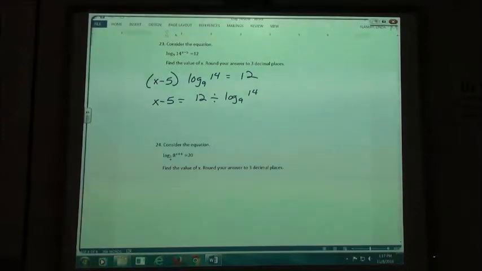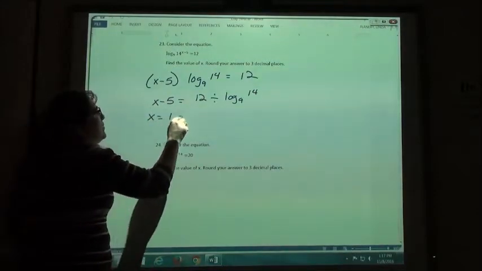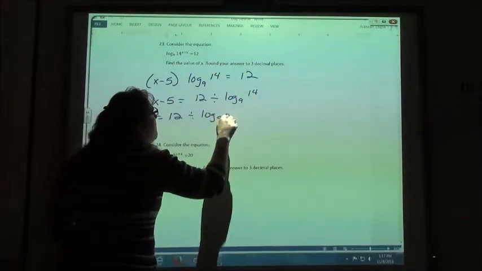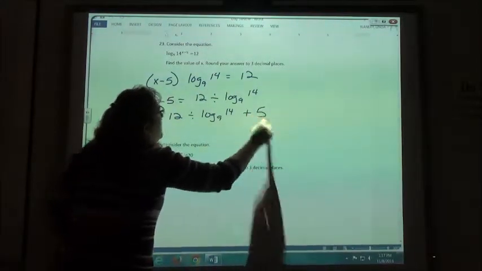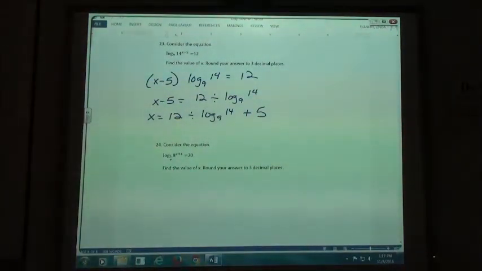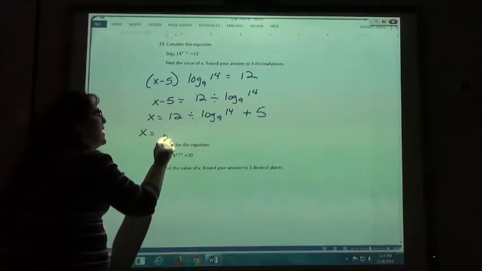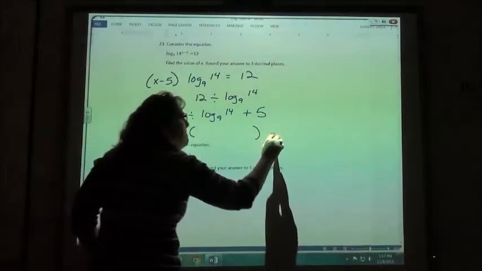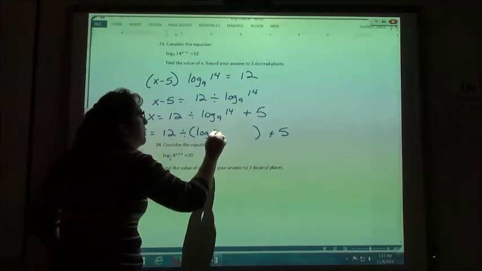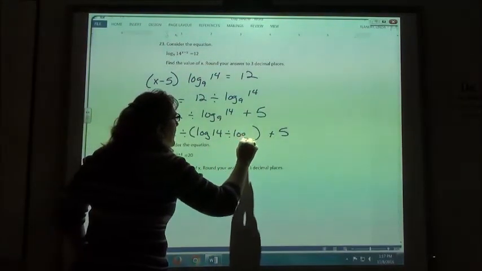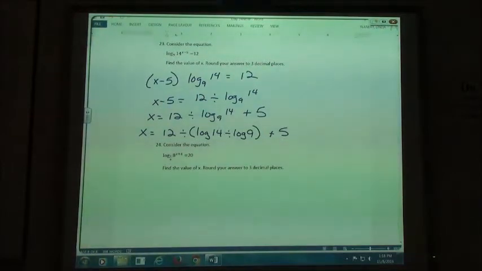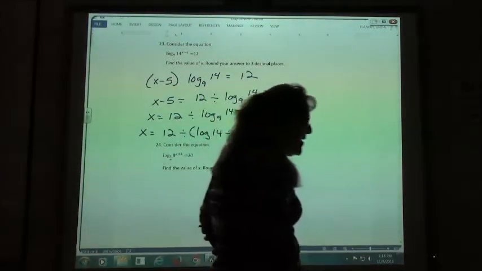And then to get the x by itself, I'm going to add that 5. So x is going to equal 12 divided by the log base 9 of 14 plus my 5. And then so I can use my calculator, I need to expand out my logarithm. So x is going to equal 12 divided by what? Parentheses, log 14 divided by log 9. Exactly. So 12 divided by, in parentheses, the log 14 divided by the log of 9, plus 5. And then I'm going to punch it in and compute it to 3 decimal places.